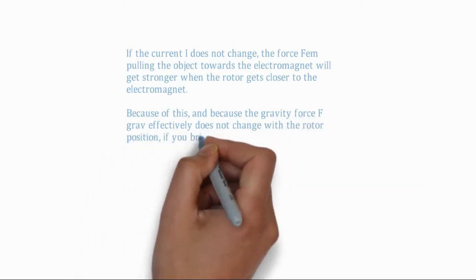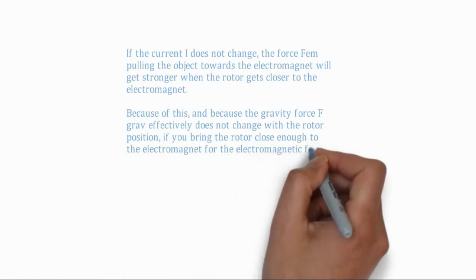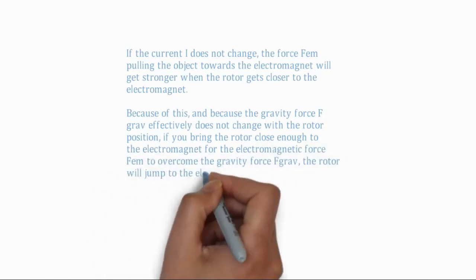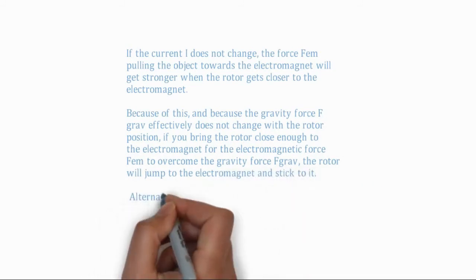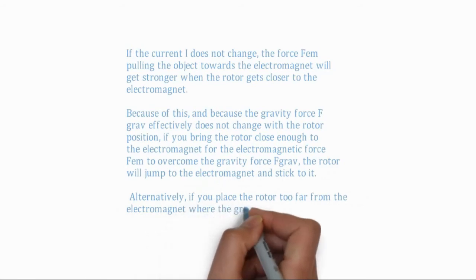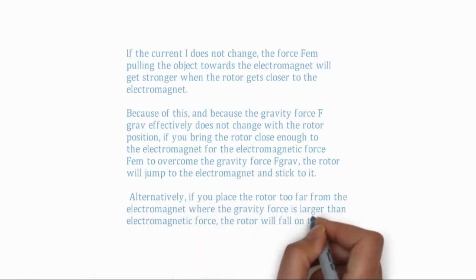if you bring the rotor close enough to the electromagnet for the electromagnetic force to overcome the gravity force, the rotor will jump to the electromagnet and stick to it. Alternatively, if you place the rotor too far from the electromagnet, where the gravity force is larger than the electromagnetic force, the rotor will fall on the floor.